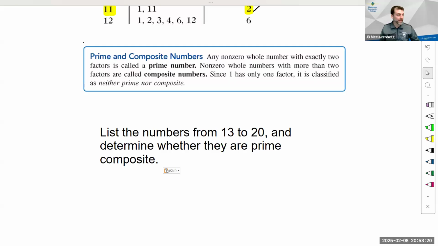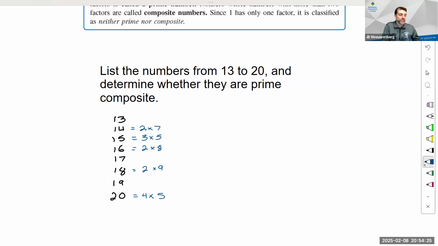So just take a moment then and continue that table from 13 to 20. List the numbers 13 to 20 and determine whether they are prime or composite. So as you can see here, I sketched them out. I just wrote the numbers. And then if I could come up with some other multiplication problem that equaled the number, that's going to tell me if it's composite, right?